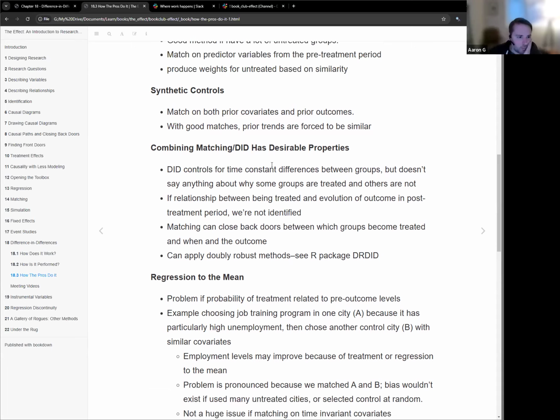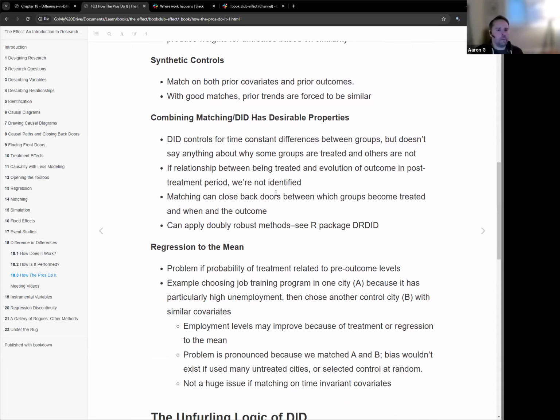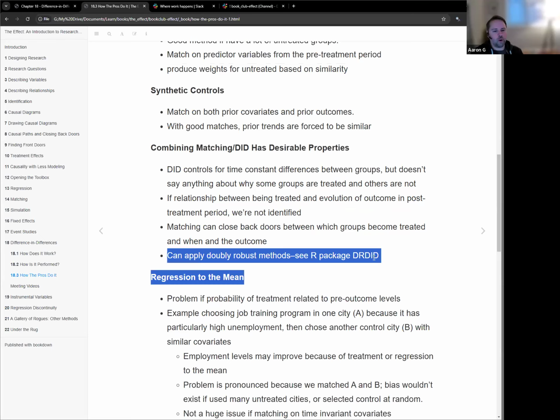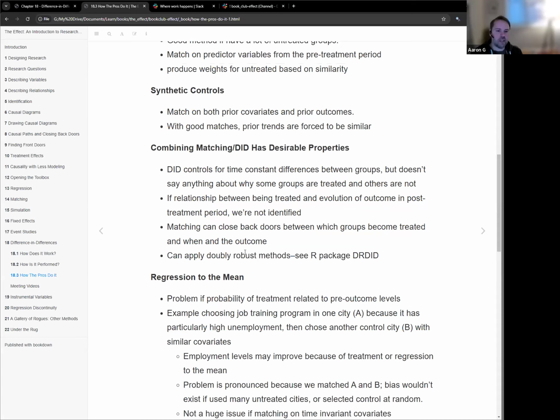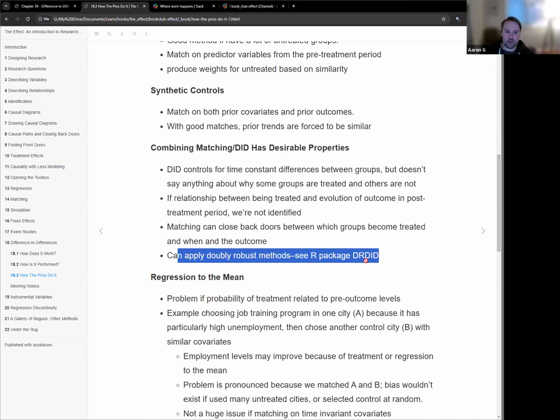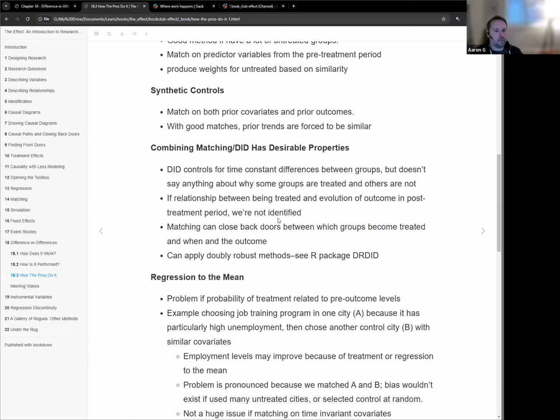There are desirable properties associated with this. In earlier chapters, we talked about doing these regression approaches with matching. It's called doubly robust. And so you can do a doubly robust difference in differences. There's a package for it called DRDID. What's cool about the doubly robust methods is if some of your assumptions fail for either matching or the regression, these approaches are, as you would expect by the name, kind of robust to failures of some of the assumptions, and you still get credible treatment effects. So something to check out there.